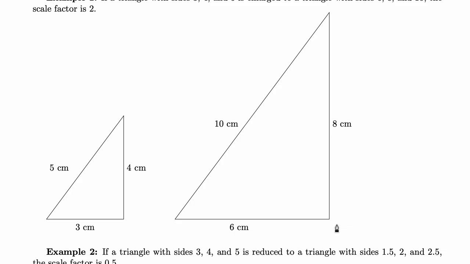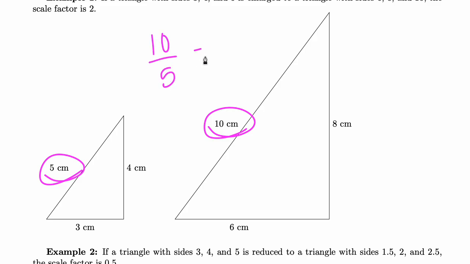So if I wanted to find the scale factor going from this triangle to this triangle, what I would do is I would take these side lengths over here and I would divide them by their corresponding side lengths over here. So if I just did 10 divided by 5, I would get 2. Notice that the question would tell me that these triangles are similar and then ask me to find the scale factor. So notice I would get the same number no matter which corresponding sides I chose.